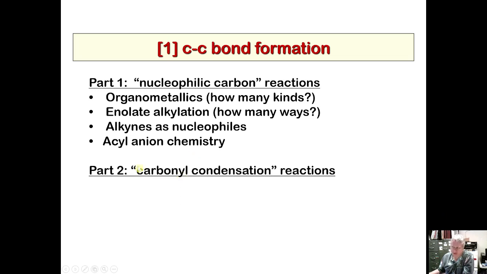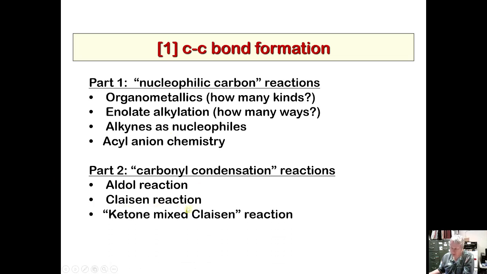Carbonyl condensation. So this is another class of CC bond forming reactions. That's a nice division. So this will include things like the aldol reaction, the Claisen reaction, which is one of the last ones you learn about. There's also kind of a twist on the Claisen called the ketone mixed Claisen. Depending on when you're watching this video, you may not have seen this yet, but you'll learn about it in class. It's just a slightly different variation of the Claisen. Of course, the Michael and the Robinson go hand in hand, and we'll talk about those also.